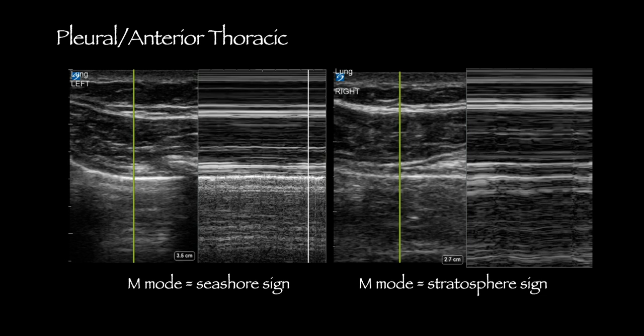So in the left hand image, taken from a normal lung, we can see what's referred to as the seashore sign. In the M mode part, we can see that the lung is moving and produces a wavy type appearance, contrasting with the static appearance of the chest wall. So this is normal. In the right hand image, however, taken from a patient who did have a pneumothorax, we can see on the M mode part that the lung does not appear to be wavy as it does in a normal lung and appears very static looking, just like the chest wall, and this is referred to as the stratosphere sign and indicates the absence of lung sliding.